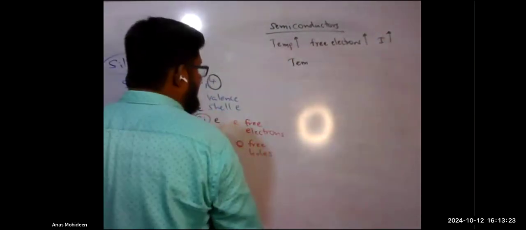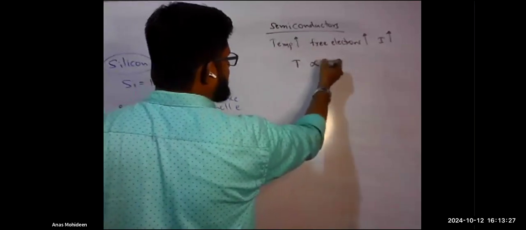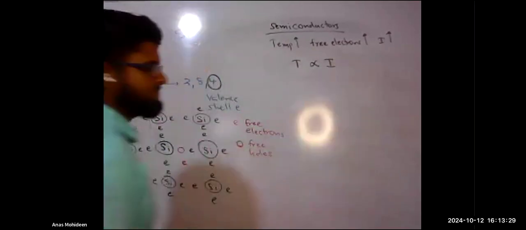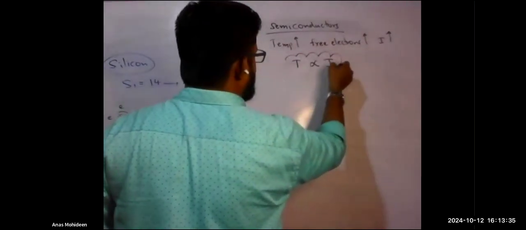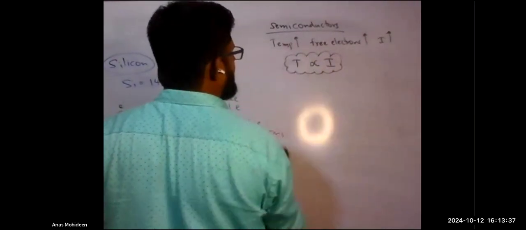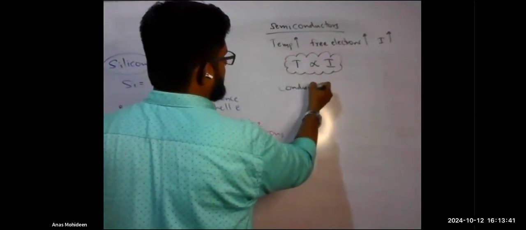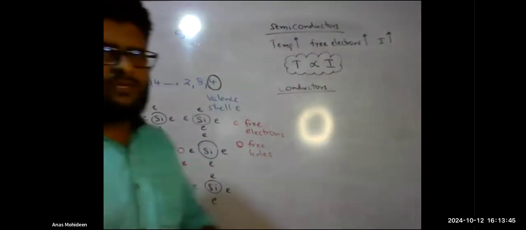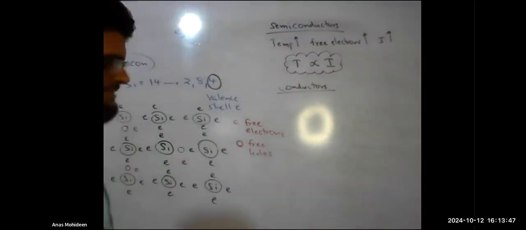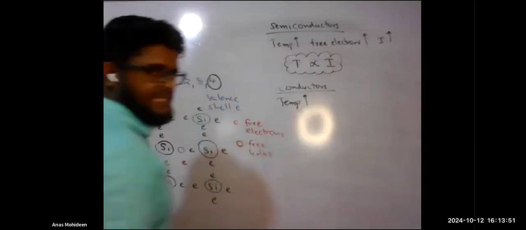So temperature, let me take it as T. In semiconductors, temperature is directly proportional to the current. Got it? This happens in semiconductors. Temperature is directly proportional to conductivity. But when you come to conductors, you increase the temperature.